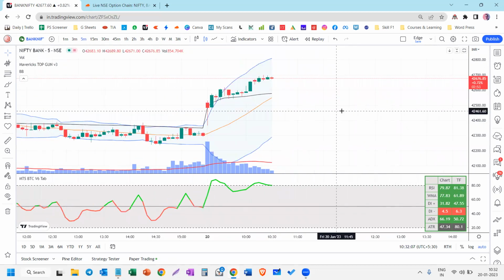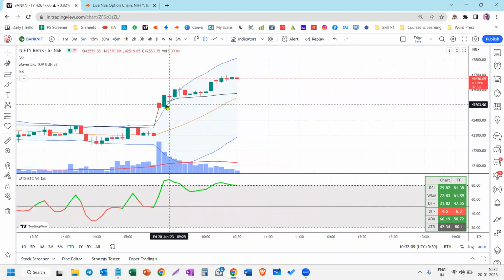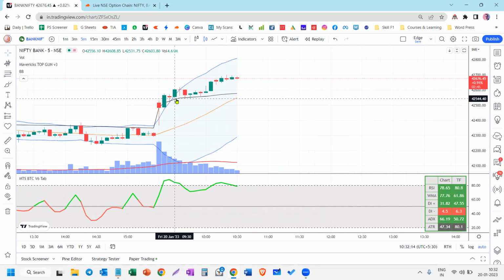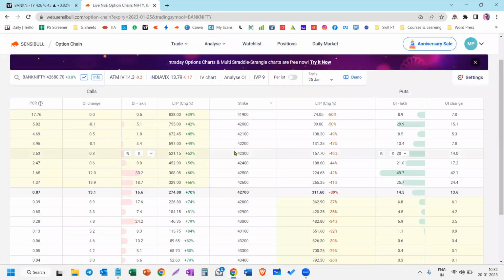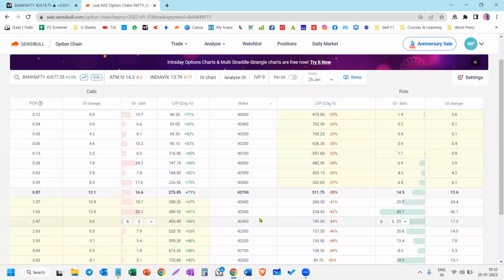How can you cross check this? If you notice over here, this price is 42,500 on a spot chart. Let's go to the option chain and see what is going on with 42,500. If you see 42,500, the puts are 49 lakhs. And over here, the calls are only 30. Meaning 42,500 is a support being made for today's intraday OI.